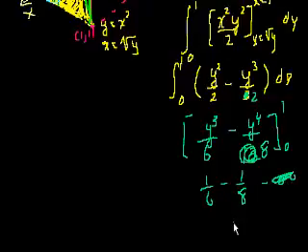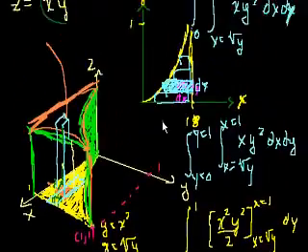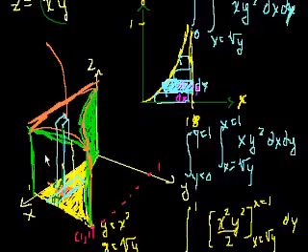So what's 1/6 minus 1/8? Let's see, 24. That's 4 minus 3 over 24, which is equal to 1/24. That is the volume of this figure. So this time the way we just did it, we took the integral with respect to x first, and then we did it with respect to y. Let's do it the other way around.